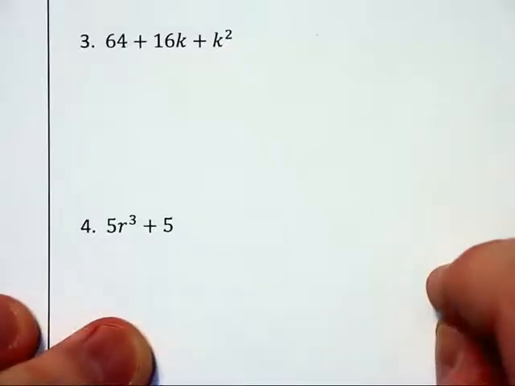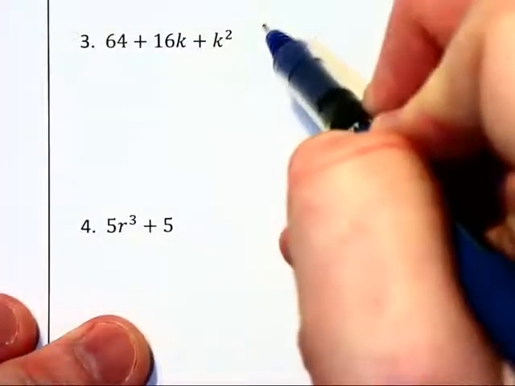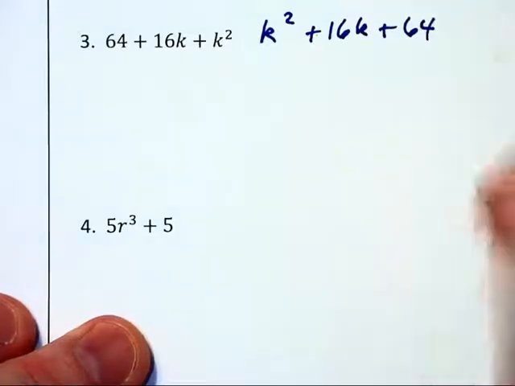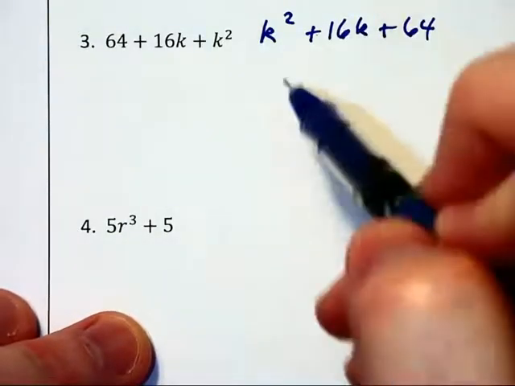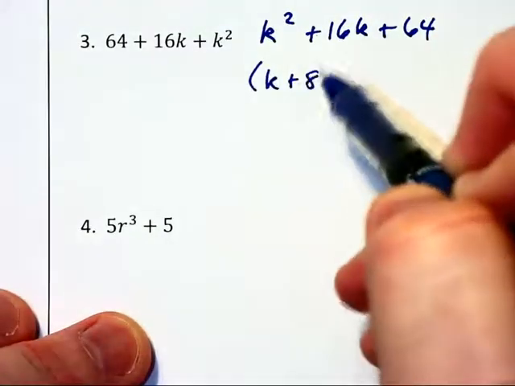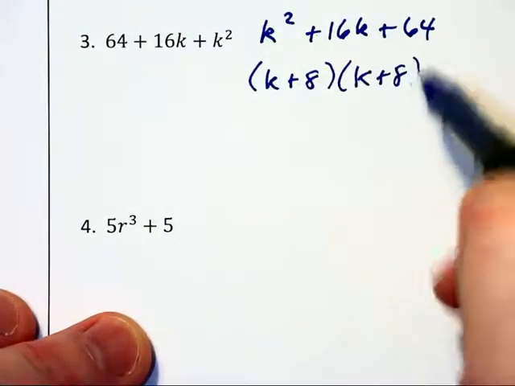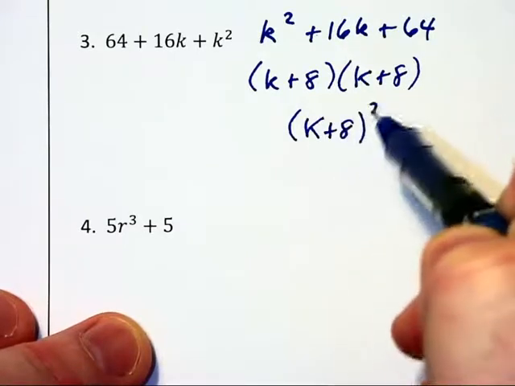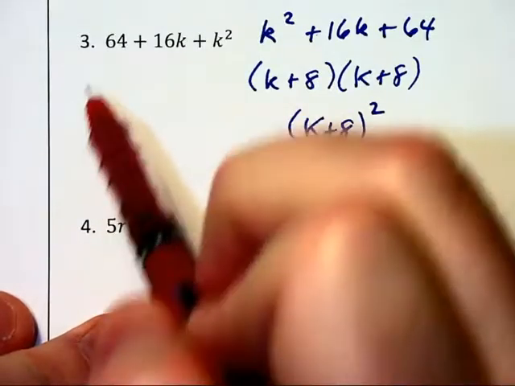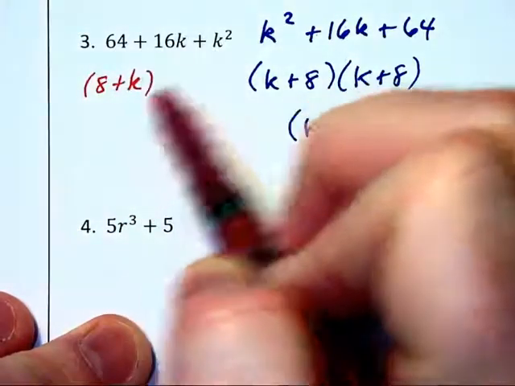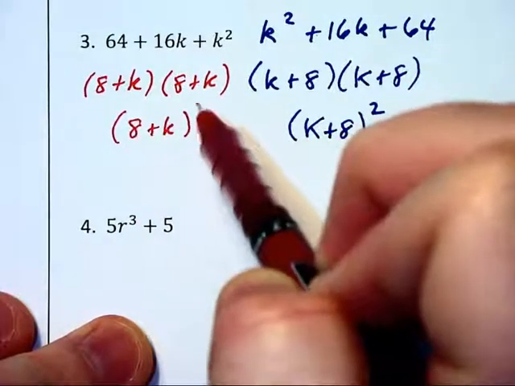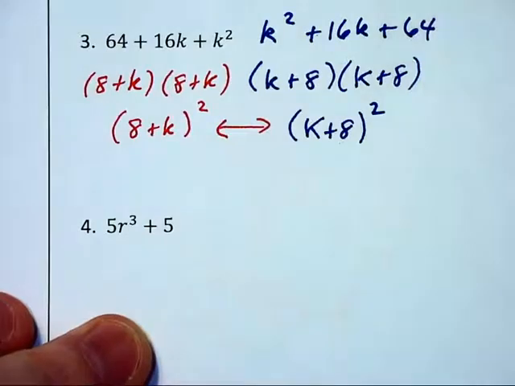For this next problem, I am going to rearrange this to put it in descending order, k squared plus 16k plus 64. That is not necessary, but I prefer to do it that way. I'm going to rewrite this as k plus 8 times k plus 8, and since I have the same thing in each parentheses, I can rewrite that as k plus 8 squared. Note that had you factored this into 8 plus k times 8 plus k and written this as 8 plus k quantity squared, those are really equivalent expressions because addition is commutative.